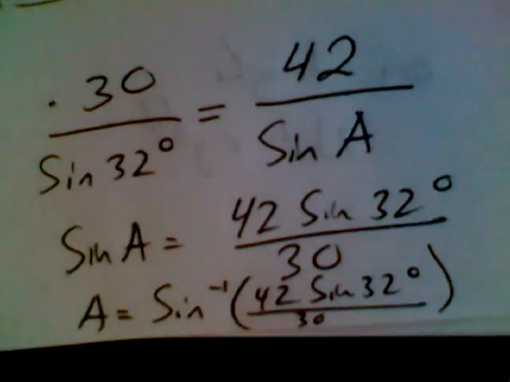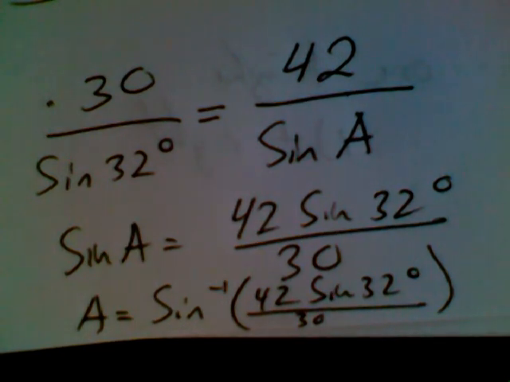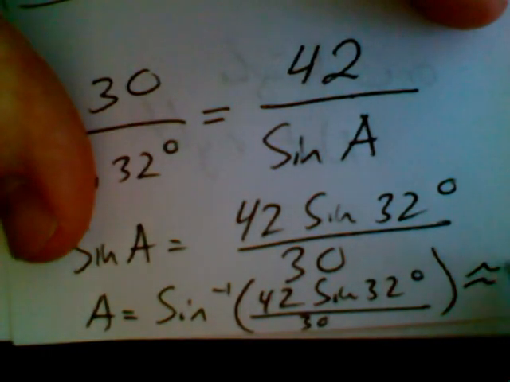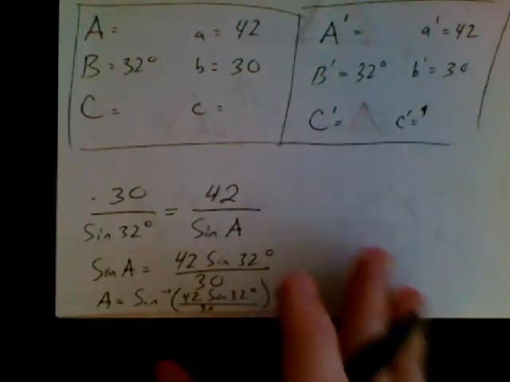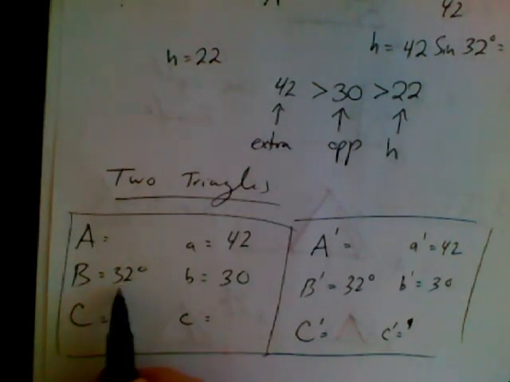Again, the sine inverse of both sides. So when I type that into my calculator, I'm going to very carefully do that right now. Sine inverse of 42 times the sine of 32 degrees divided by 30, all inside sine inverse, is approximately 47. And again, if it doesn't tell me how to round, I'm going to round to the decimal place that's given. In terms of my degree measures, I'm given 32 degrees, so I'm going to round to the nearest degree.